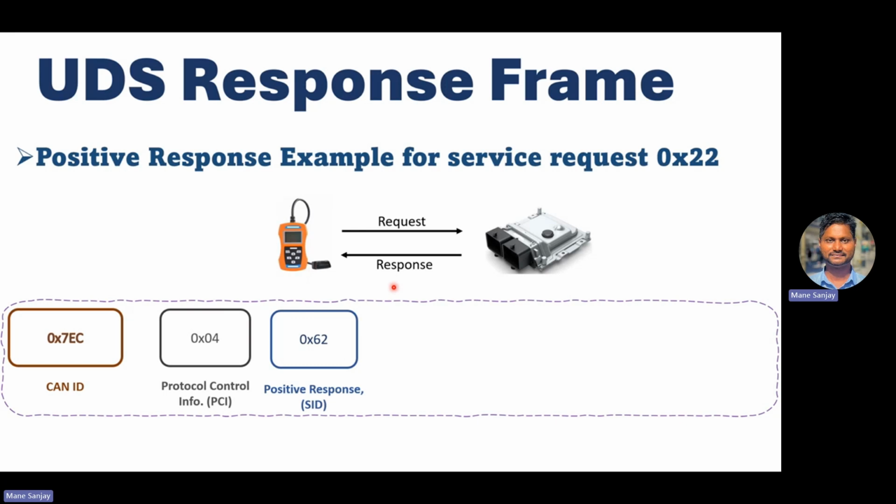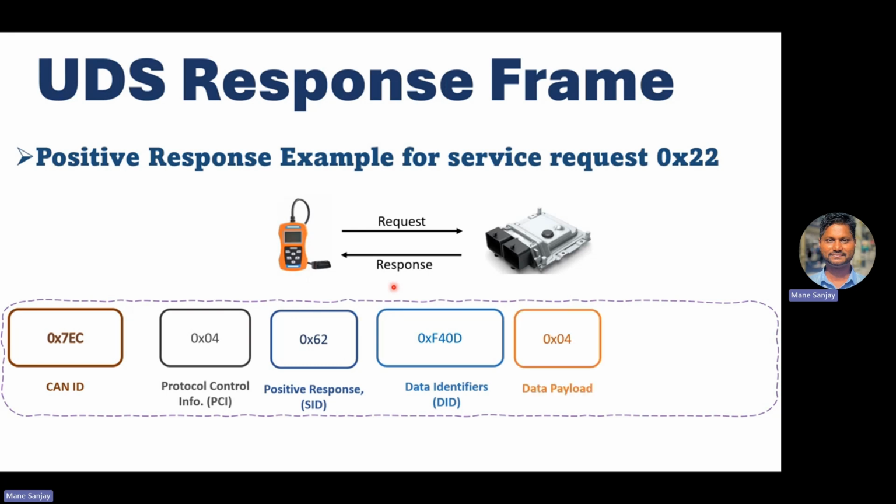That's what you got, the 62 and the identifier, that's the DID, F40D, the service you are expecting. So you got the data payload, and then there is a padding field if required. So this is how you get the positive response for the service request 22. Okay, 22 is requested, and you got the positive response to that service as 62, that 40 is added. That's what 62 is, right?